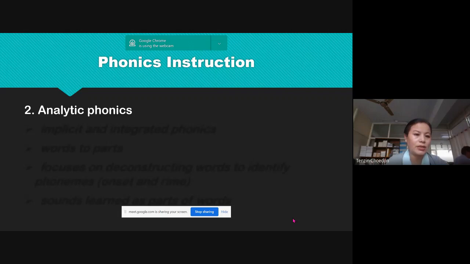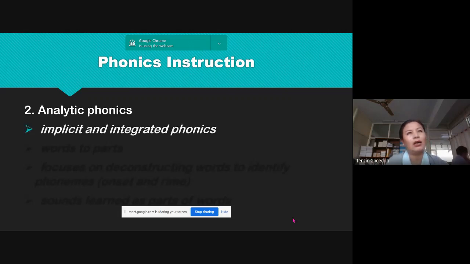Then we have analytic phonics. This is implicit and integrated. Like the way we teach grammar: we often have the question about teaching grammar in isolation or integrated. With synthetic phonics, the one we discussed before, phonemes and graphemes are taught in isolation, and this is supposed to be more systematic.